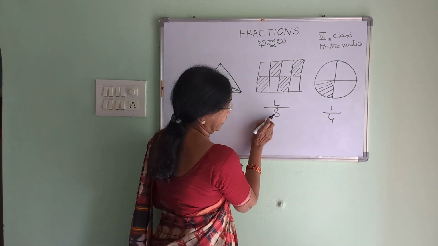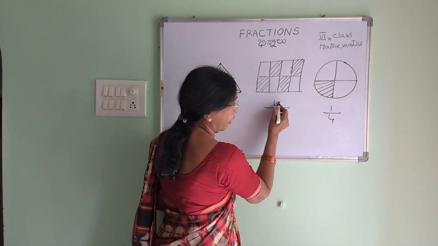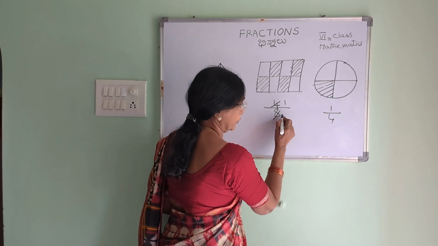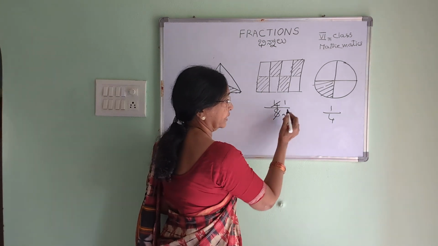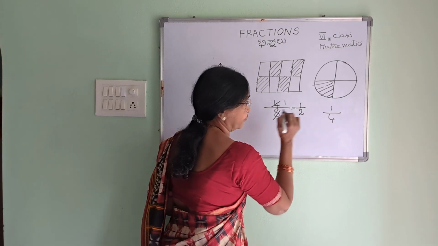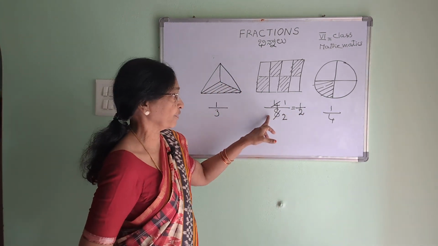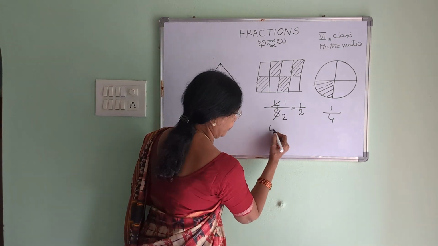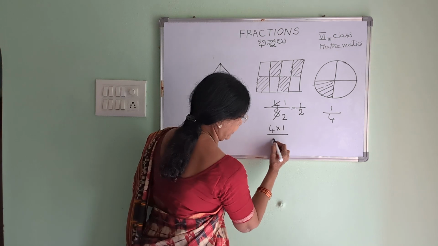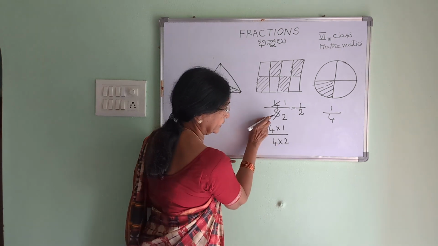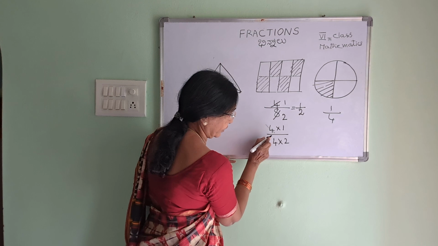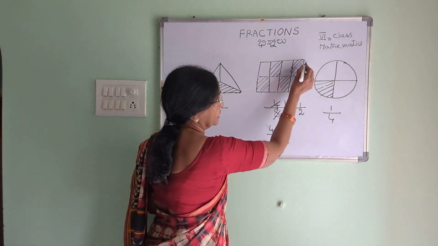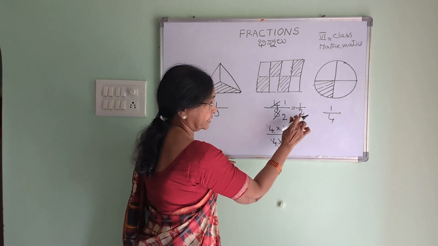Here 4 by 8, numerator and denominator are divided by 4. Therefore 4 ones, 4 twos. Therefore this is equal to 1 by 2, half. Simplest form of this fraction, half. Or this can be simplified as 4 into 1 divided by 4 into 2. 8 is written as 4 into 2. 4 and 4 get cancelled. Therefore 1 by 2 remains. So the shaded portion in this figure is half.